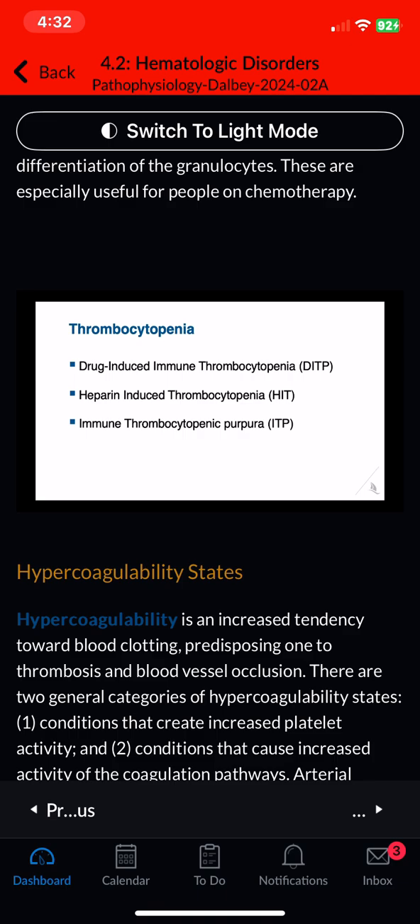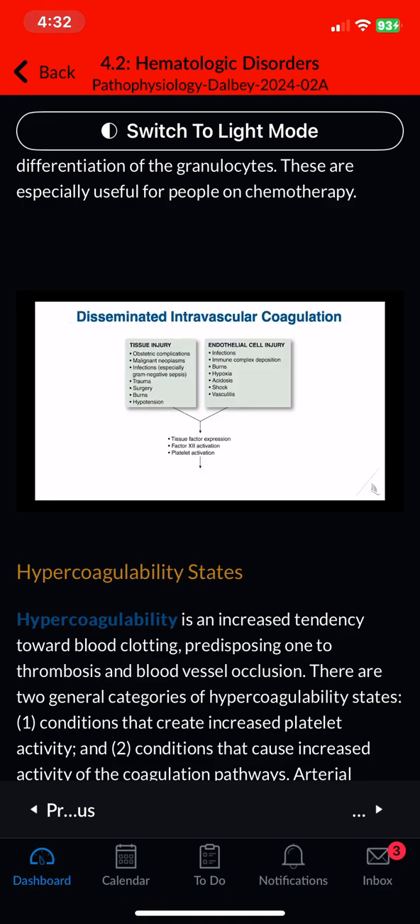Lastly, we have immune thrombocytopenic purpura, and that's when antibodies form against platelets and destroy them. It can be primary, as in an autoimmune disease, or it can also be secondary, triggered by an infection.